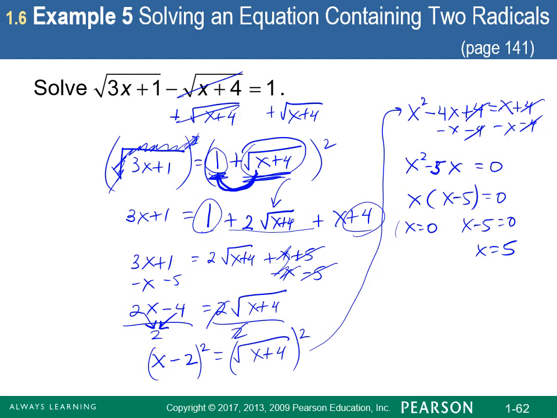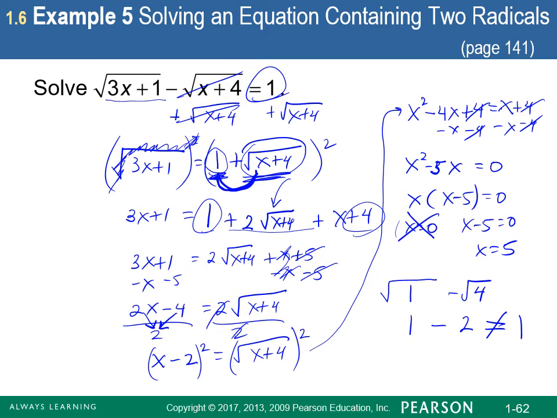So if x is a 0, we got the square root of 3 times 0 plus 1, that'd be a 1. The square root of 0 plus 4, that'd be the square root of 4. And so this is a square root of 1, which is a 1. Square root of 4, which is a 2. Is 1 minus 2 equal to 1? No. 1 minus 2 is negative 1. So we're going to chunk the 0.